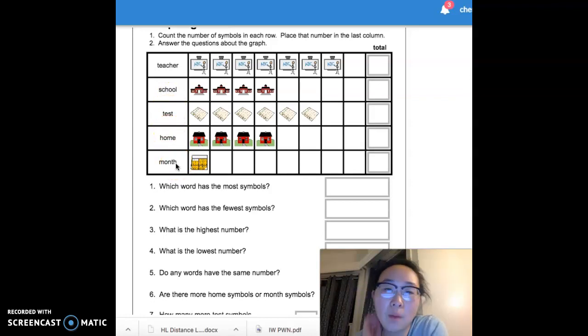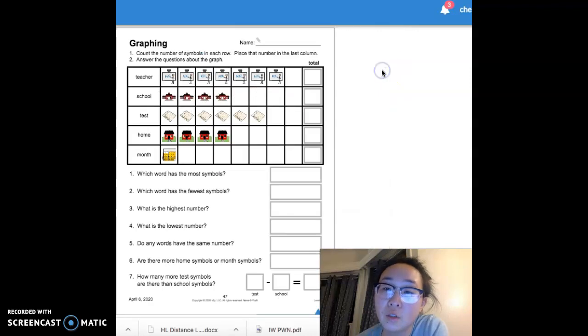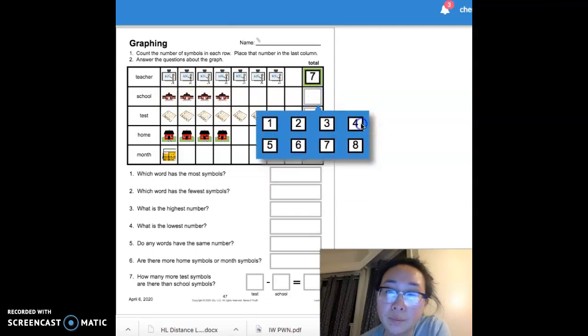So let's first look at how many teacher icons we have. We have 1, 2, 3, 4, 5, 6, 7. So we have 7. Feel free to pause so that you can complete your work and so that I'm not going too fast, and you can work at your own pace. The second word is school. School has 1, 2, 3, 4. 4.